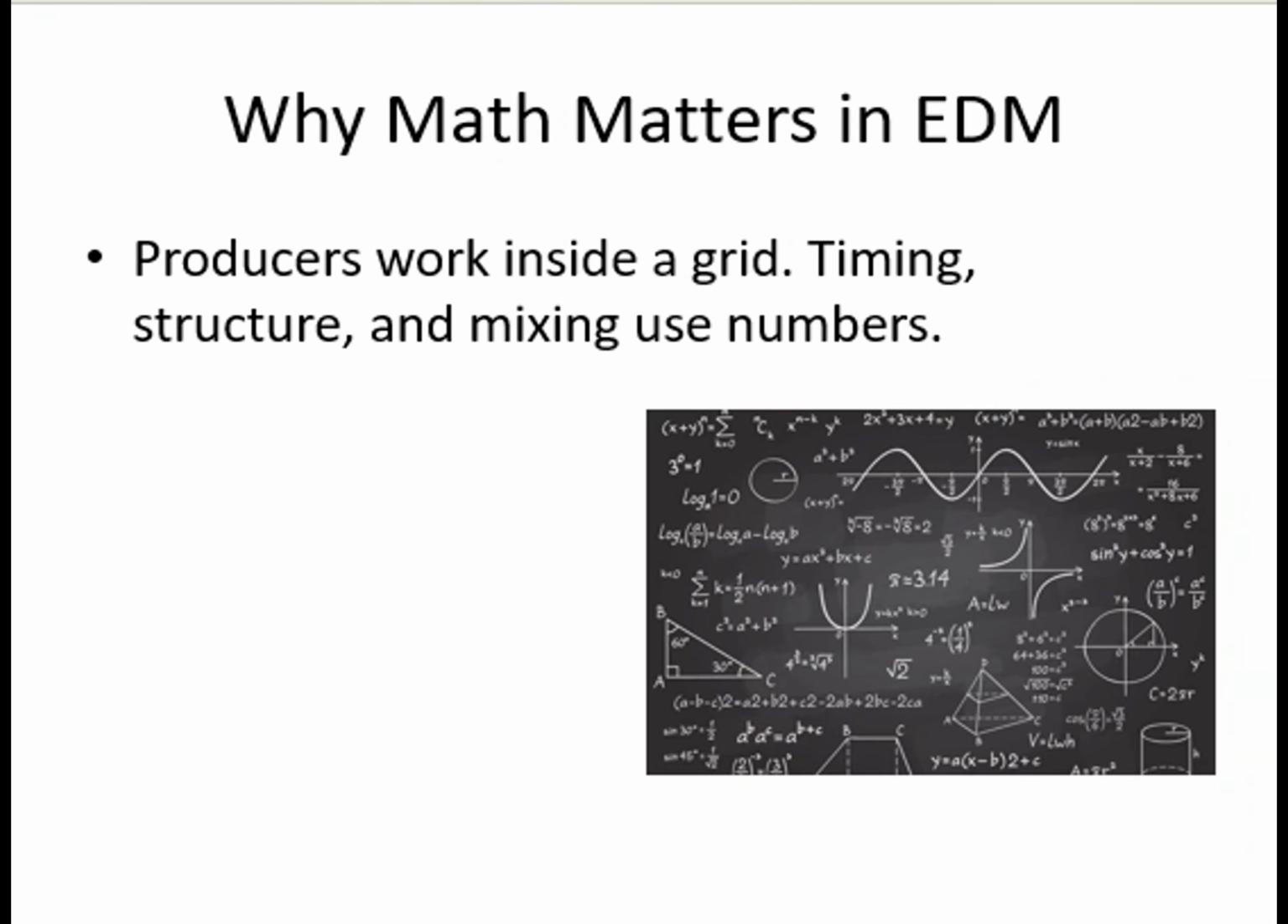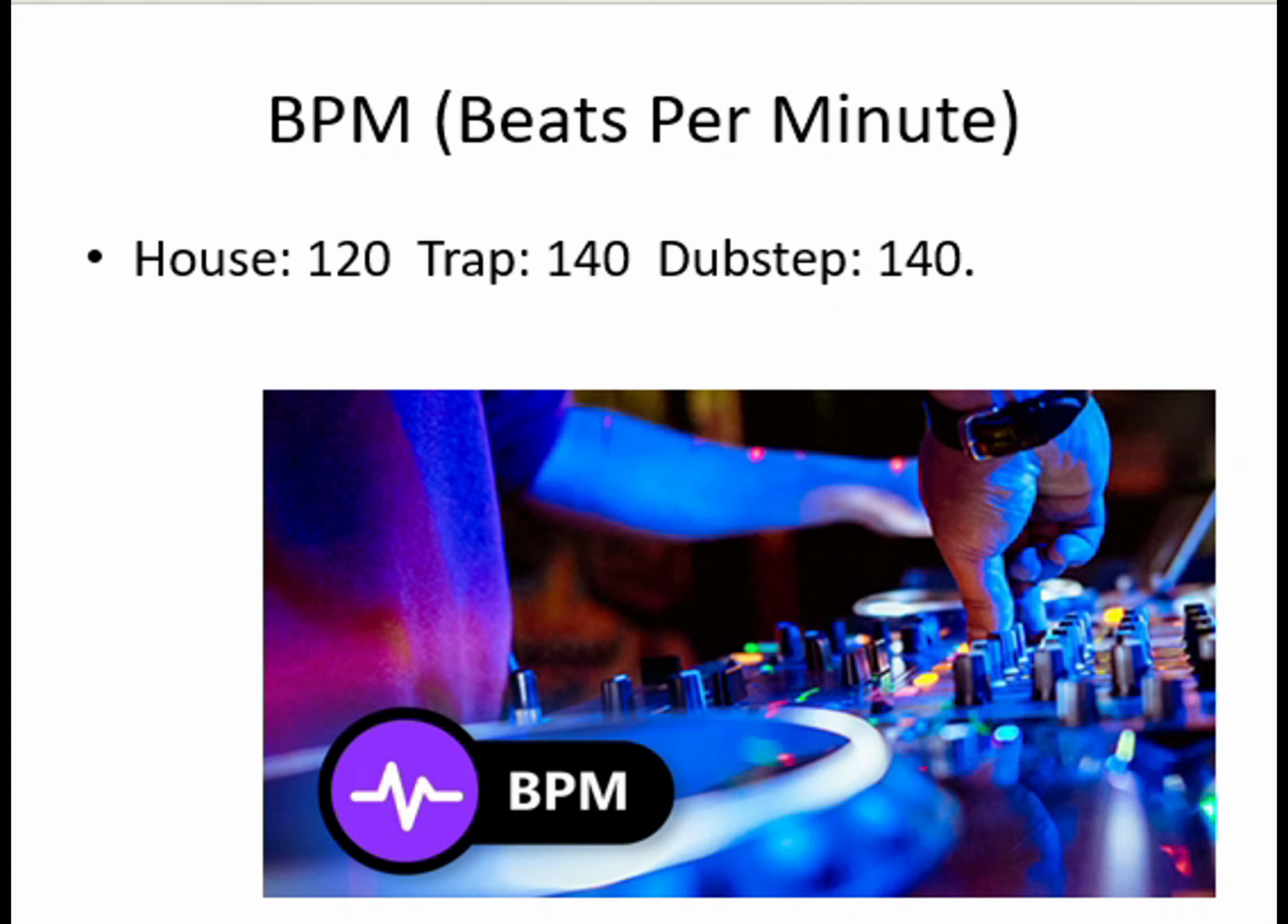Why math matters in EDM. When producers are working in a DAW, the program divides time into equal parts. You choose the BPM, which literally sets how fast the grid moves. You pick note lengths, which come from fractions. You place sounds exactly on beats. The computer handles a lot of the hard math, but producers constantly work with patterns and timing. Even if one sound is off the grid by a tiny amount, the whole vibe changes.